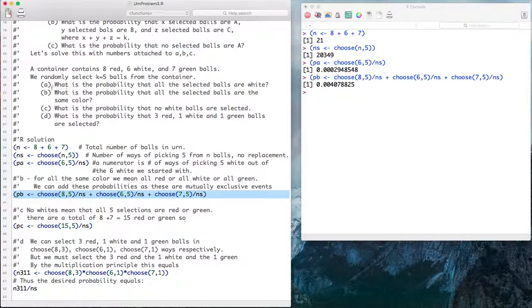Next question. What's the probability that no white balls are selected? Well, what does no white balls selected mean? It means that all of the selected balls are either red or green. There are 15 of them, so how many ways are there to pick 5 out of the 15 balls? It's just choose 15, 5. We're dividing by the same NS, and you get 14%.